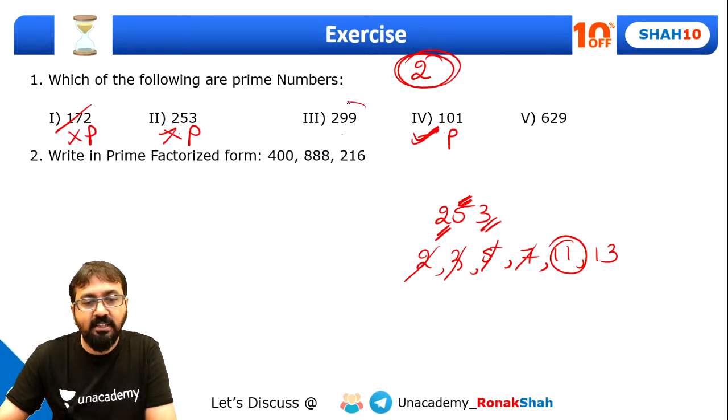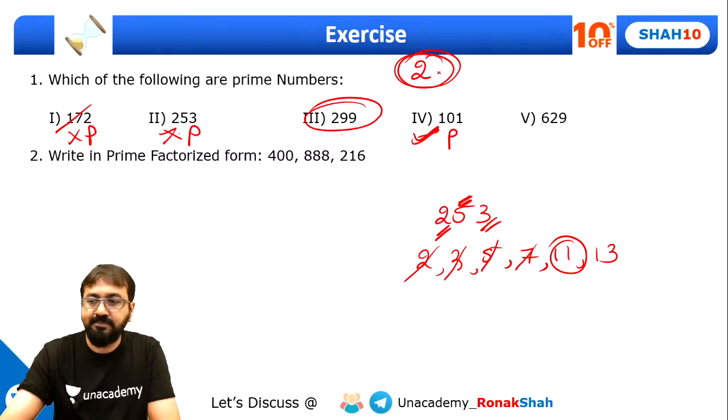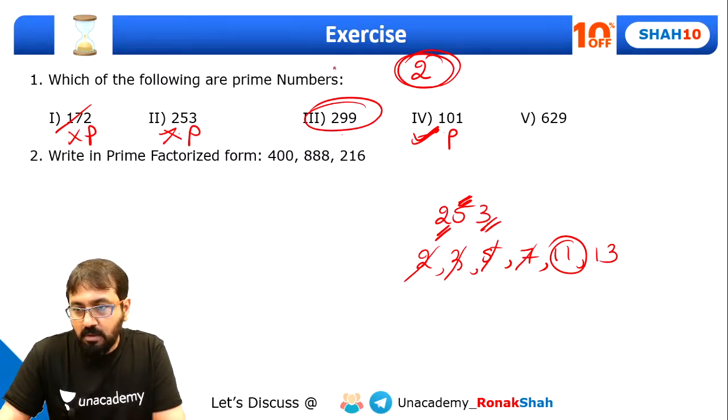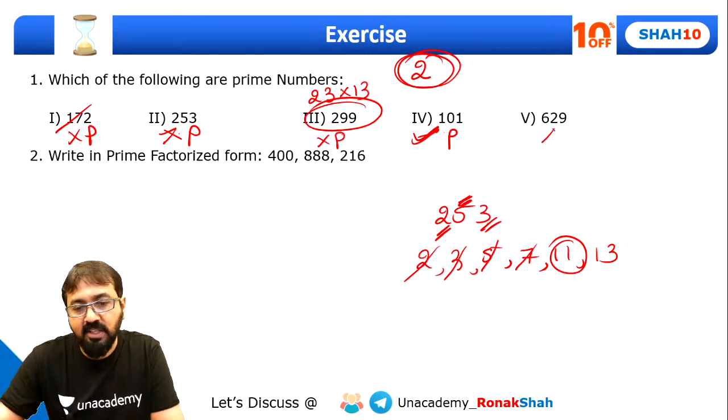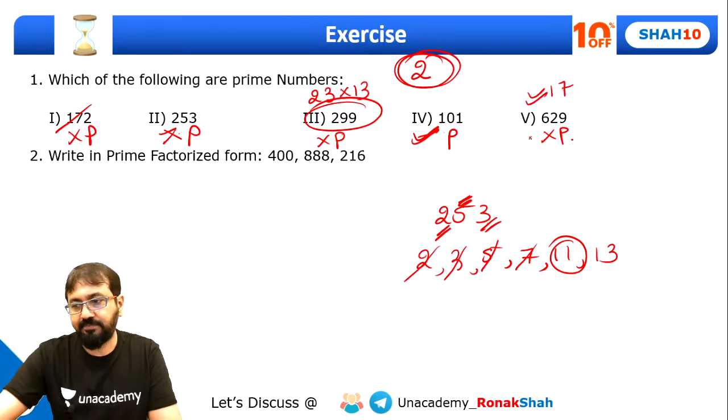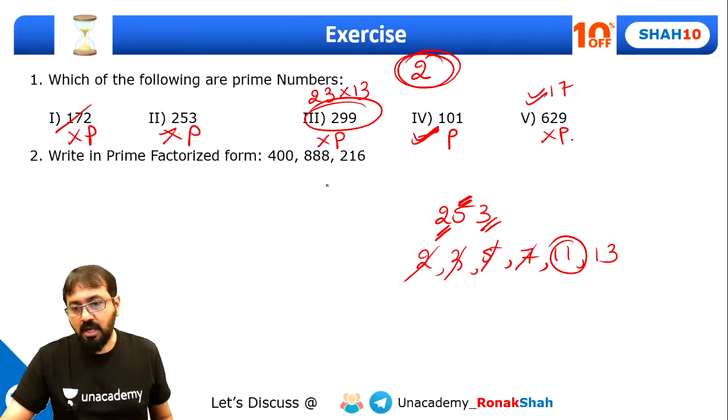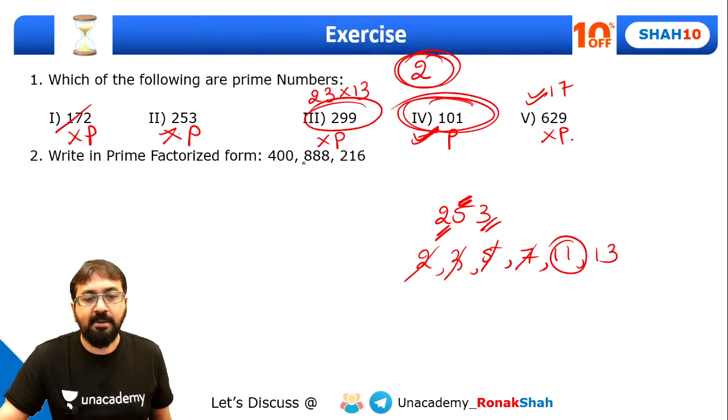What about 299? Is 299 prime? Everyone, is 299 a prime number? So 299 is also not a prime number, guys. 23 into 13 is 299. So it is not a prime number. Same way, this is also not a prime number. This is divisible by 7, right? So only 101 is a prime number.